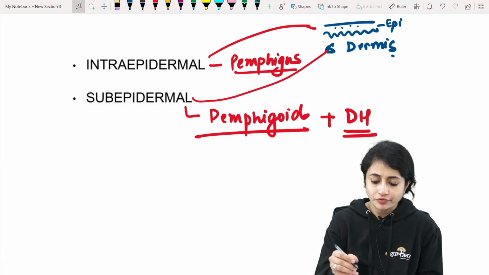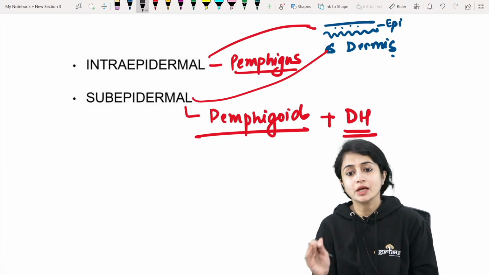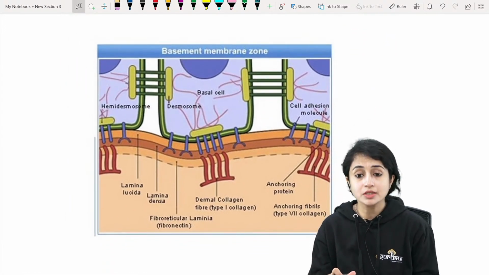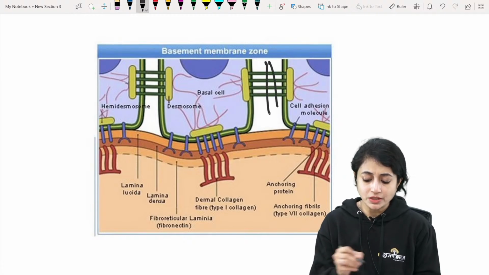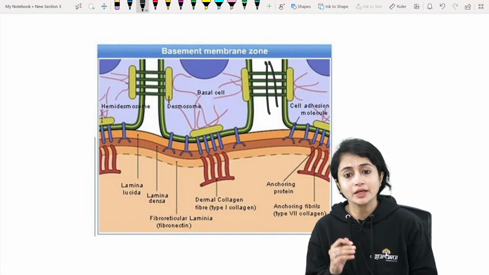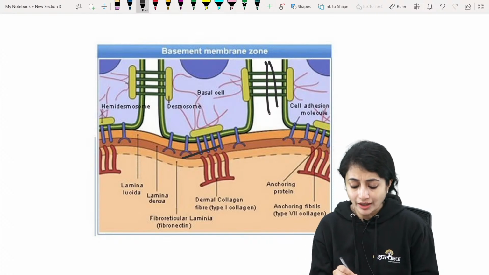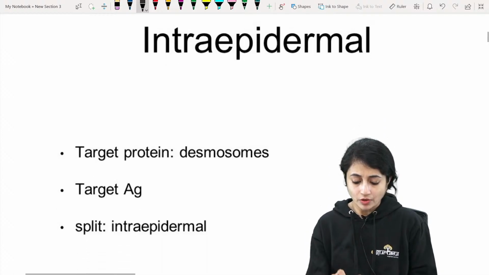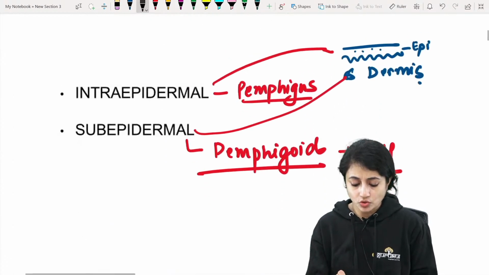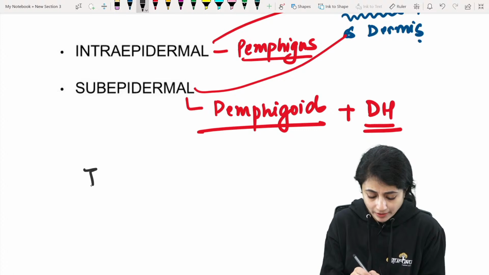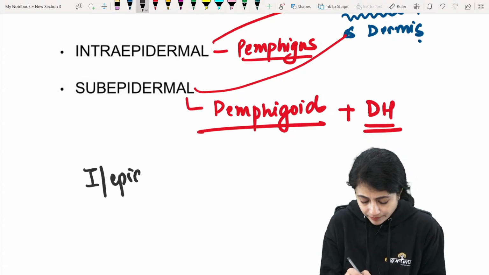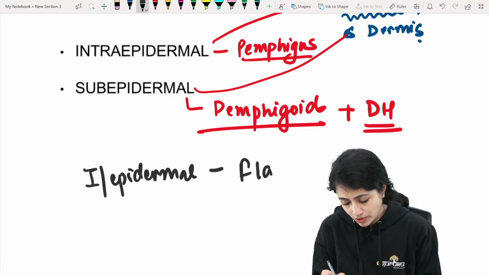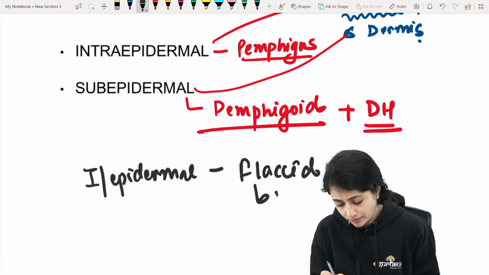Now, broadly, how do you differentiate between pemphigus and pemphigoid groups of disorder? So, this is my epidermis, this is below the epidermis. So, if my antigens bind here and I have a split here, I get an intraepidermal disorder, and if my split is here, I get what is called a subepidermal disorder. Now, intraepidermal disorders usually will have flaccid bulla. What do I mean by flaccid bulla?